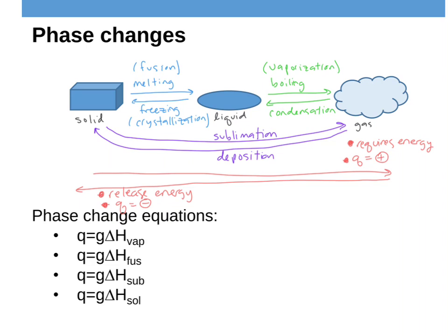So always as you go from left to right, you require energy. Things are endothermic. The Qs are positive. As you go from right to left, you are exothermic. You're releasing energy. Your Q is going to be negative, or your delta H values are going to be negative. Right? Remember that again. I wrote Q here, but you could have written delta H also.